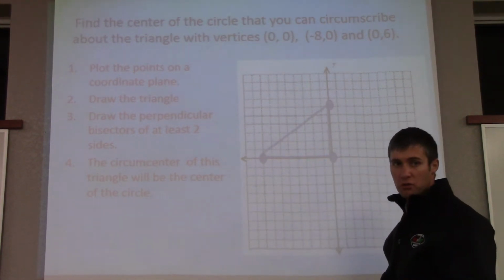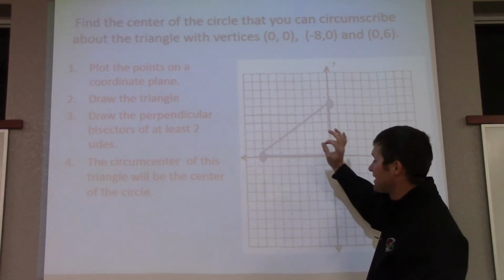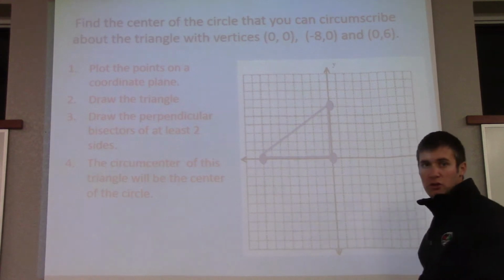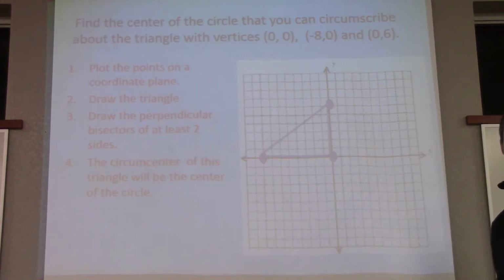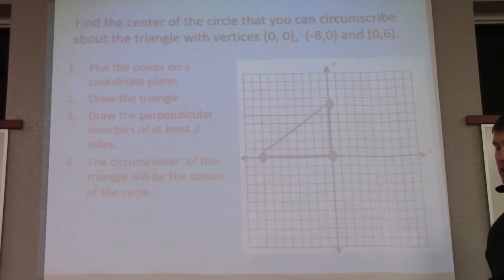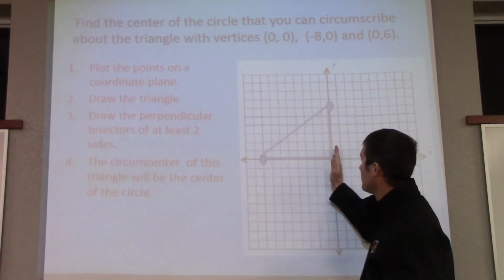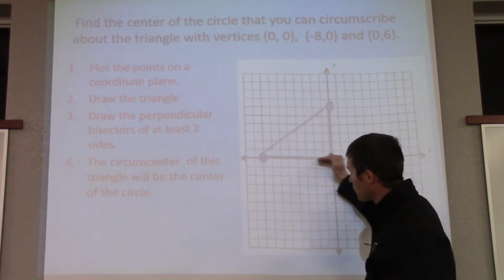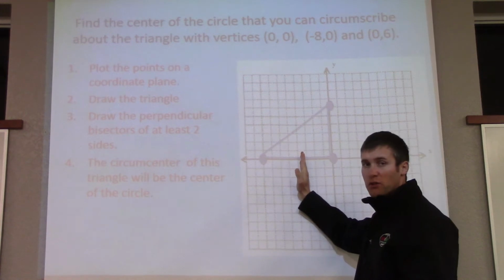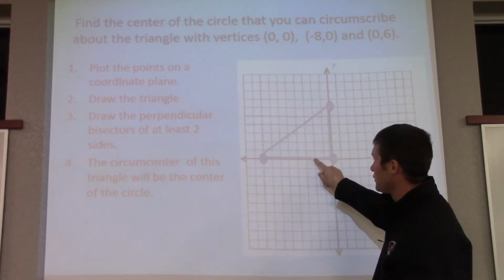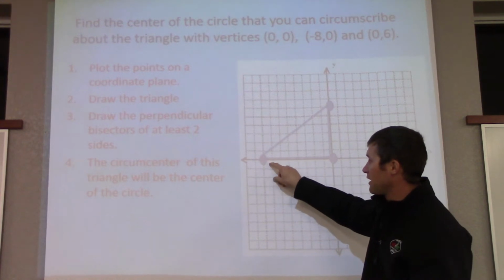So what we want to do is find the center of the circle that goes around. So what we have to do is find the perpendicular bisector of each side. Now this is pretty easy. We have a right angle here. So if I come down here, a perpendicular bisector, so if I have a horizontal line, what's perpendicular to a horizontal line is a vertical line. So if I look at 1, 2, 3, 4, 5, 6, 7, 8.